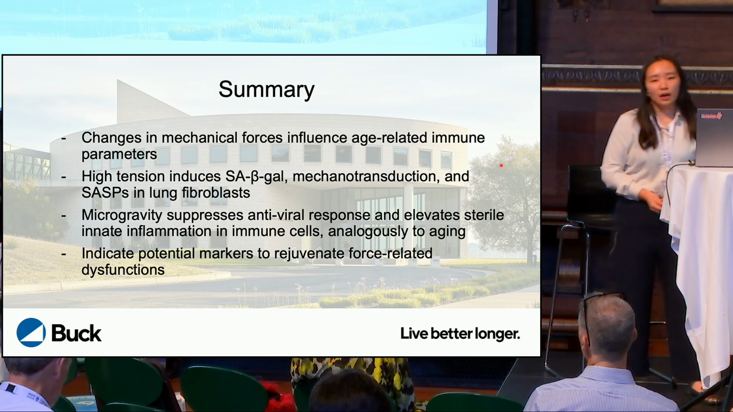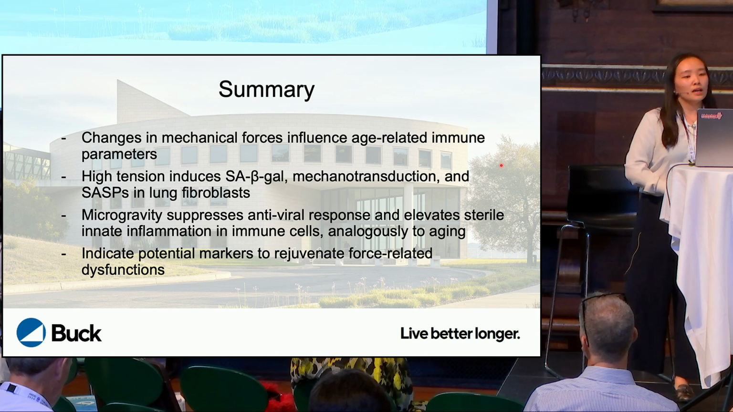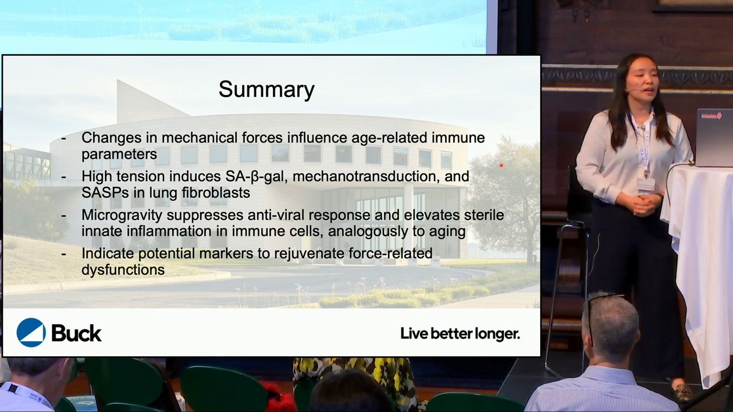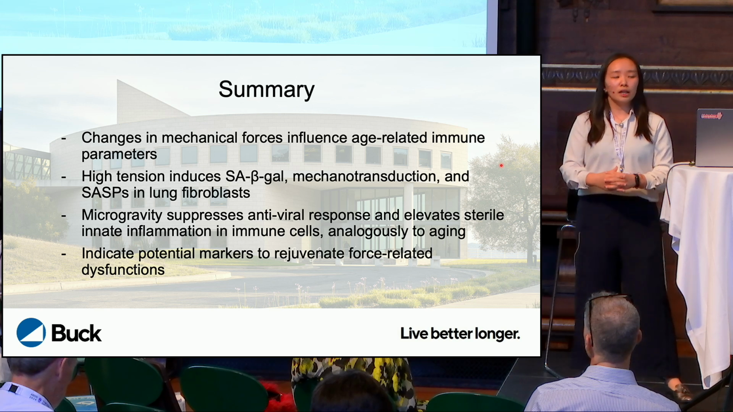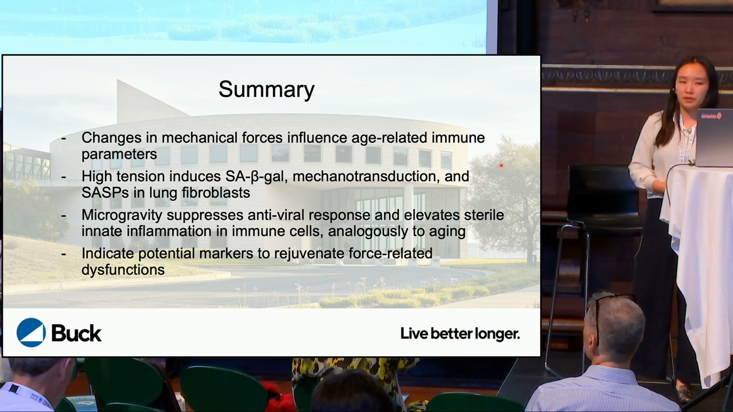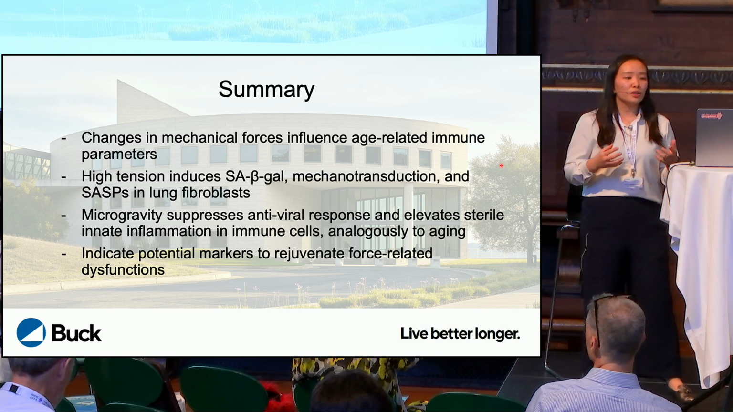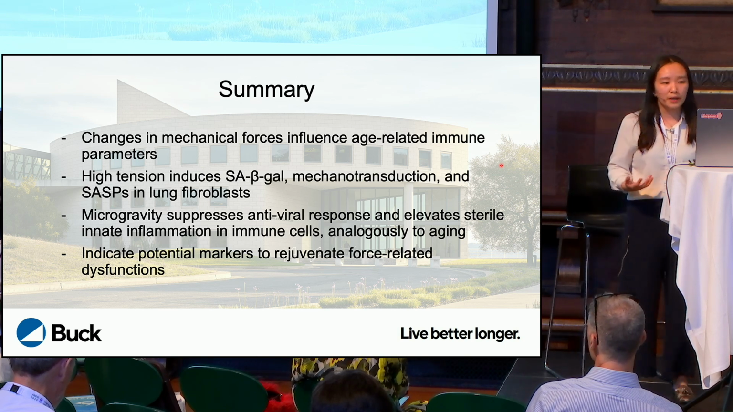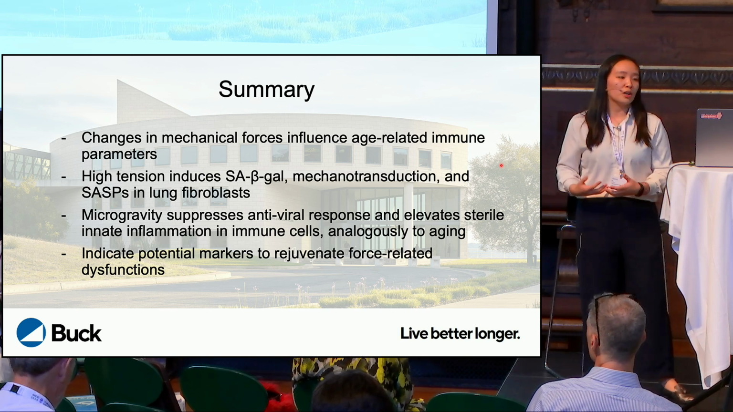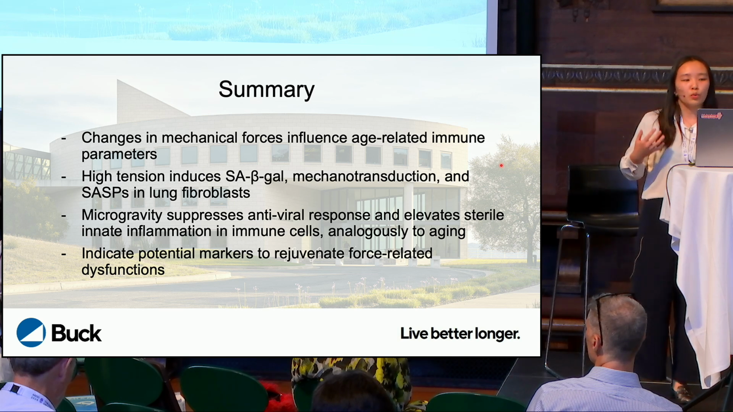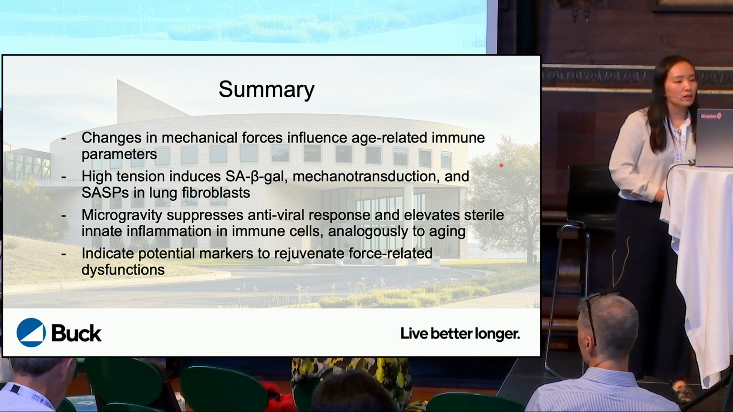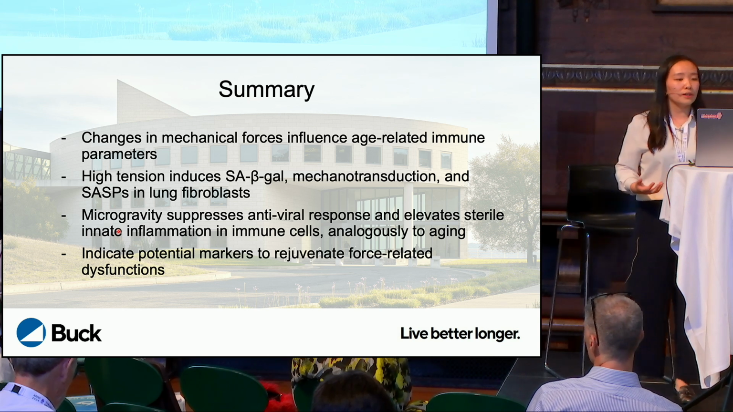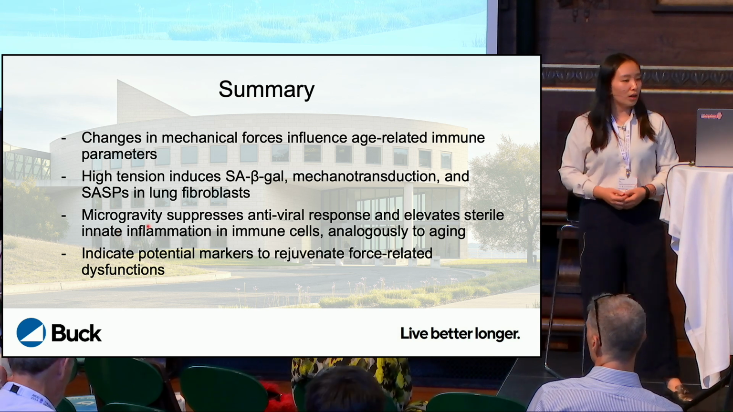So in summary, I hope I've shown you, or hopefully I have convinced you, that changes in mechanical forces influence age-related immune parameters. When there is too much force, in the case of a high tension environment, it induces SA beta gal, induces mechanical transduction, and also makes more SASP in these lung fibroblasts. And when the forces are actually lacking, in microgravity, you actually have a suppressed antiviral response.